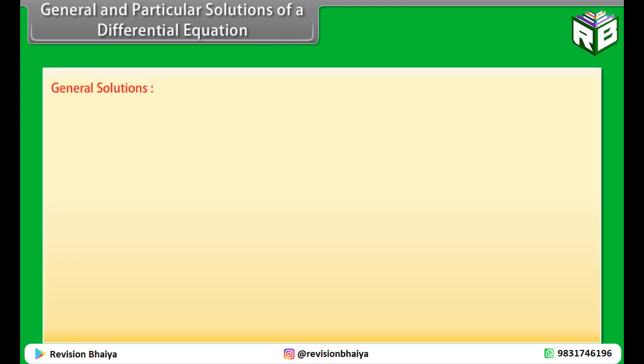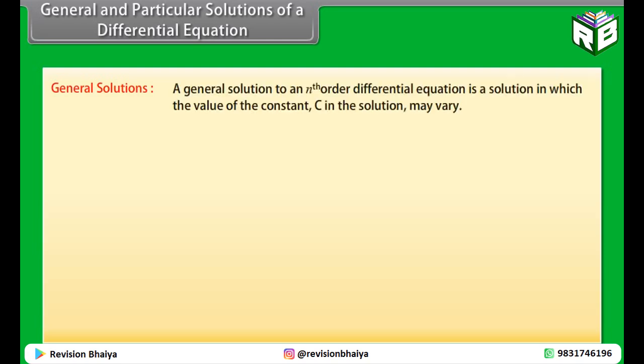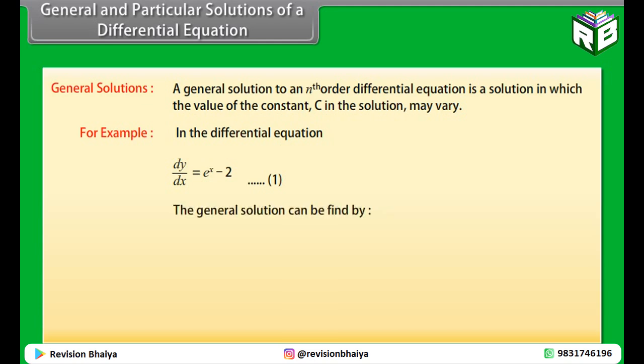General solutions. A general solution to an nth order differential equation is a solution in which the value of the constant c in the solution may vary. For example, in the differential equation dy by dx equals e raised to the power x minus 2, name it as 1. The general solution can be found by integrating equation 1 on both sides. We get y equals e raised to the power x minus 2x plus c, name it as 2.